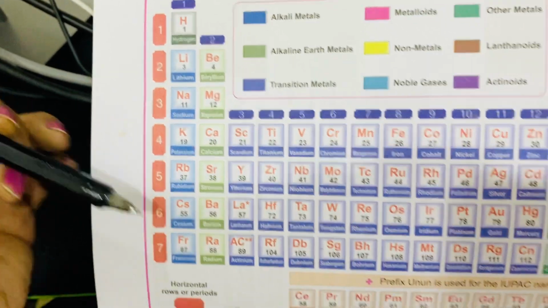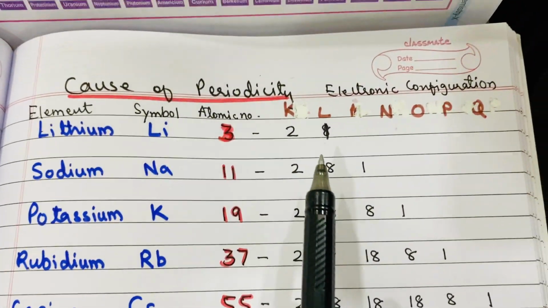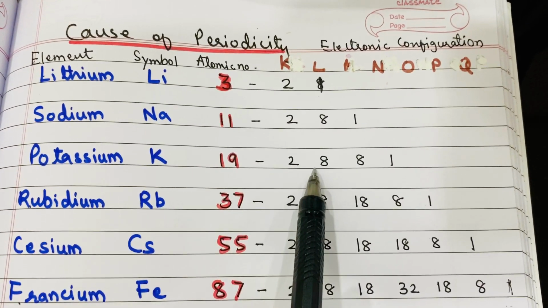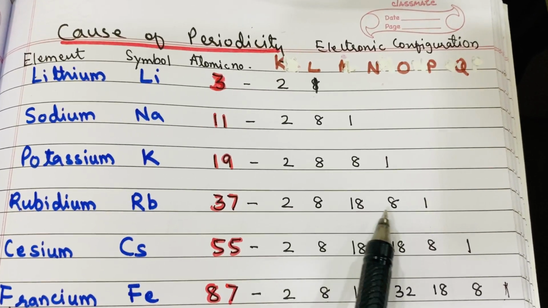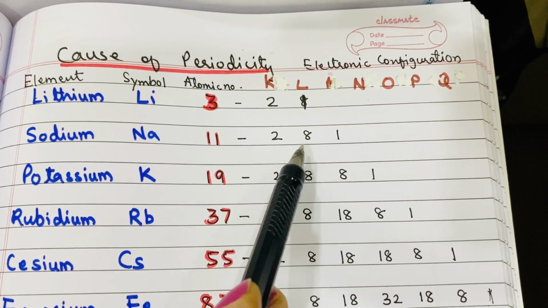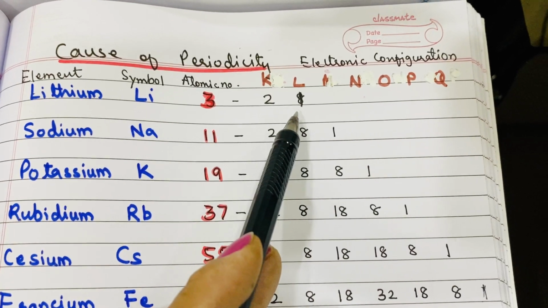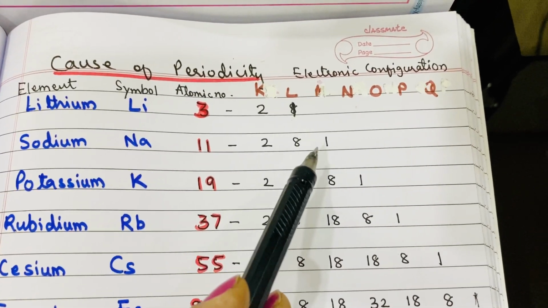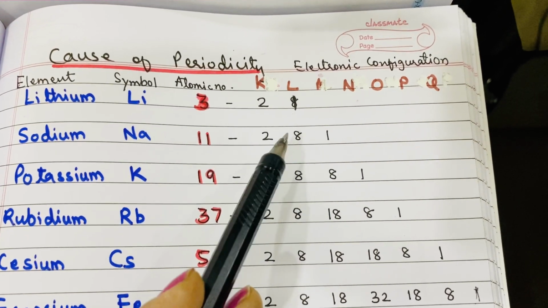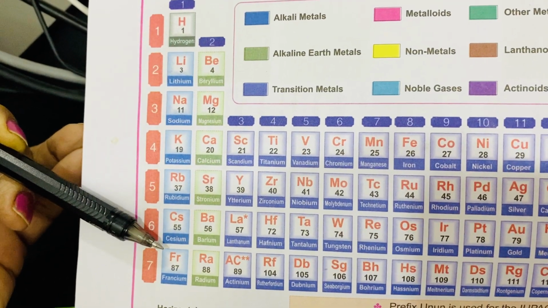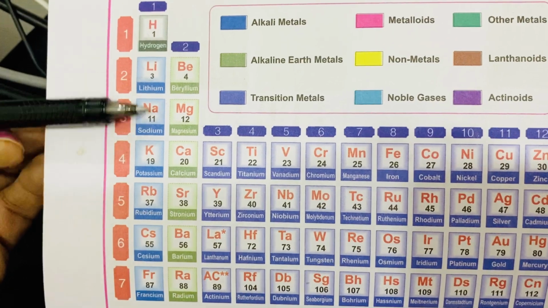Why are they placed here? Because of their electronic configuration. You can see here the electronic configuration of lithium 2,1, sodium 2,8,1, potassium 2,8,8,1, rubidium 2,8,18,8,1. So there is similarity in their electronic configuration. All of them have completely filled orbits, plus 1 electron in their outermost orbit, and that's why the valency of all these elements is 1. So such elements which have valency 1 are all placed in group 1. That means all these elements have the same outer electronic configuration, and that's why they have similar chemical properties.